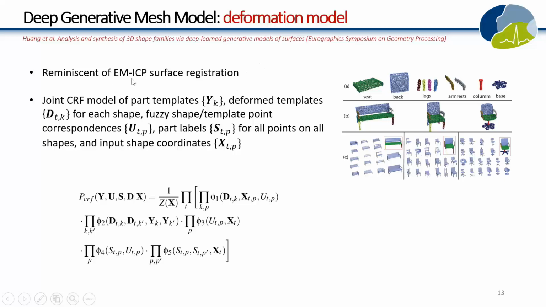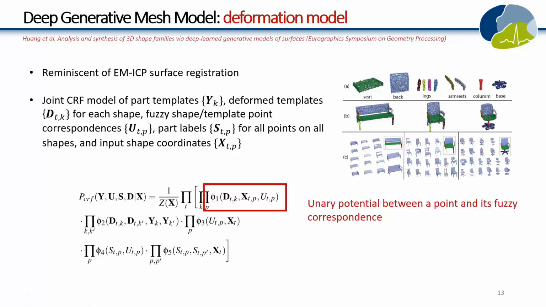It's reminiscent of expectation maximization and iterative closest points. I'm going to skip the details, but you define the part templates, you define the input shape coordinates, the labels, so the association between points on meshes and which subpart they belong to. And then they have a joint cost function made of several terms, which altogether form a probabilistic model of deformation. So for instance, phi 1 would be a unary potential which encourages corresponding points in the template and in the shape to be close to each other after deformation.